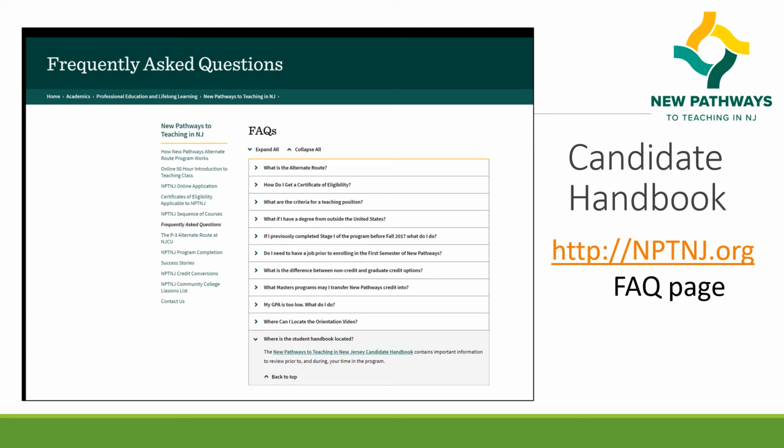The link to the Candidate Handbook was emailed to you in your registration email. So if you still have your registration email, you can go back to it and save that link. If you've forgotten that, you can go onto our website, which is nptnj.org, and click on the Frequently Asked Questions tab. And then down at the bottom of the Frequently Asked Questions is the link for the handbook.